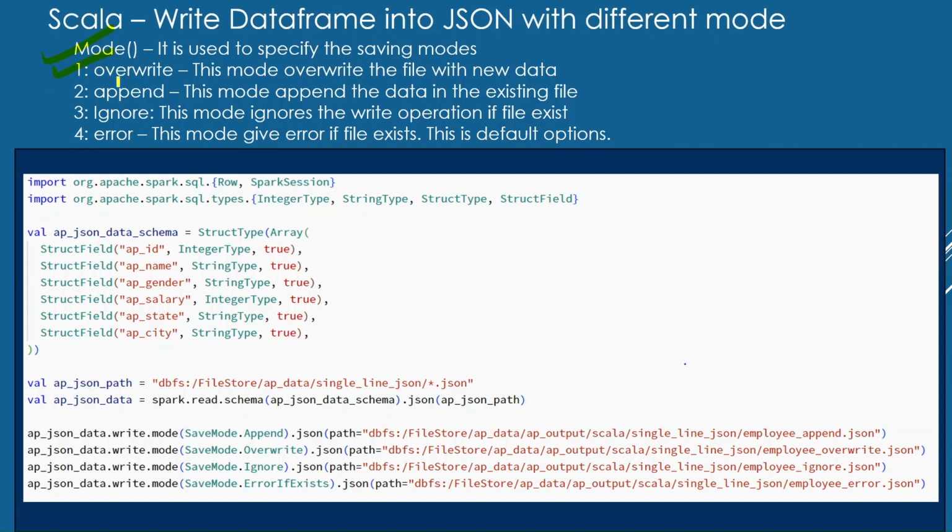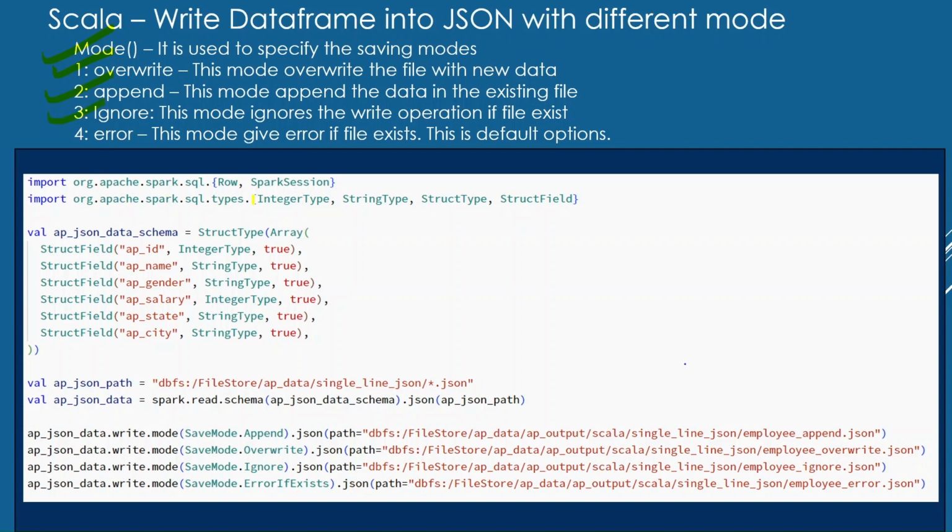One is overwrite. This will overwrite the file with the new data. So whatever data is present in that particular JSON file will be replaced by new data. Append: this mode appends the data in the existing file. So if the saving mode is append, then Spark will append the newly written data with the old data. It will not replace it.